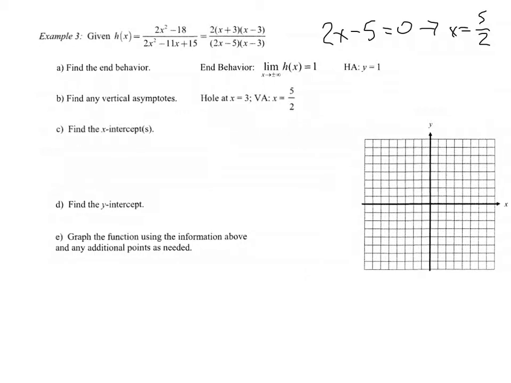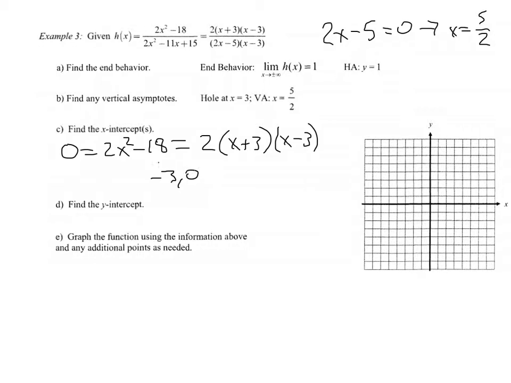Okay? Now to find the x and the y intercepts, that's what we just went over in our last video. To find the x intercepts, I'm going to make the numerator equal 0 and work backwards from there. So really it would probably be easier to take the second numerator, 2 times x plus 3 and x minus 3. So we're going to have x intercepts at negative 3, comma 0, and at 3, comma 0.